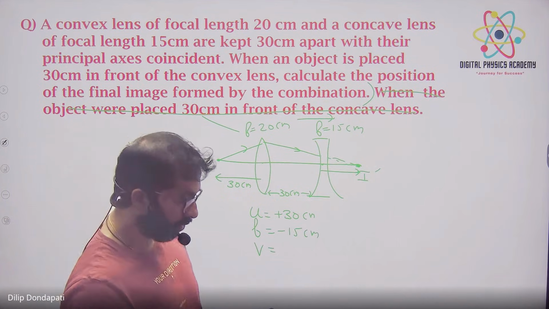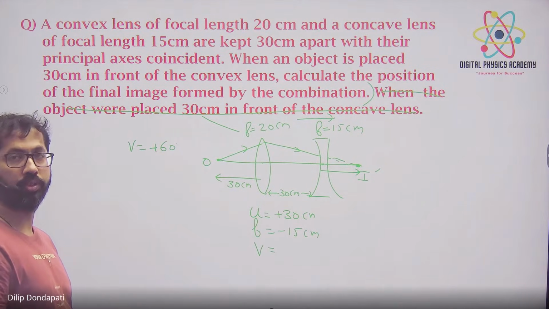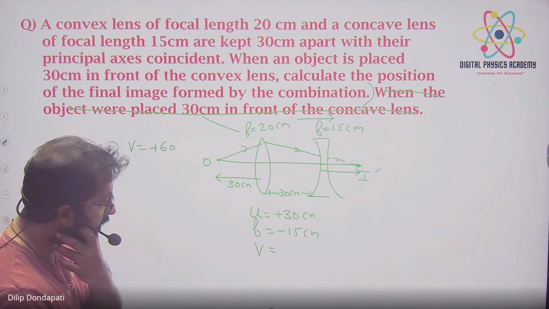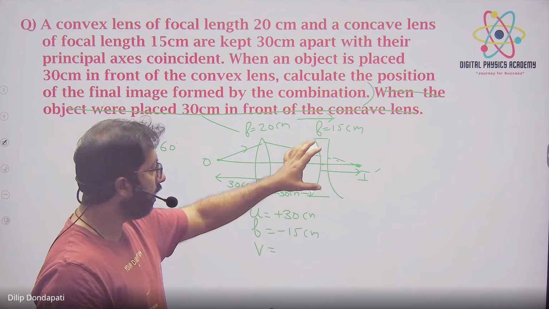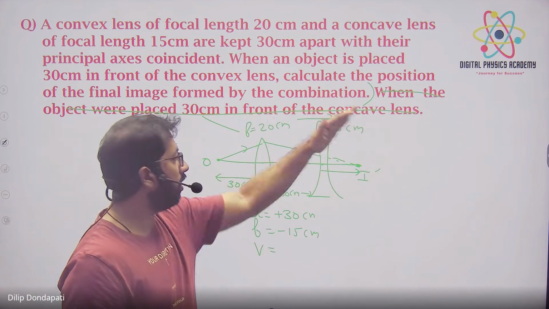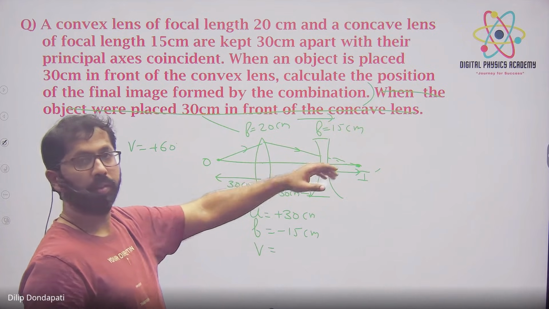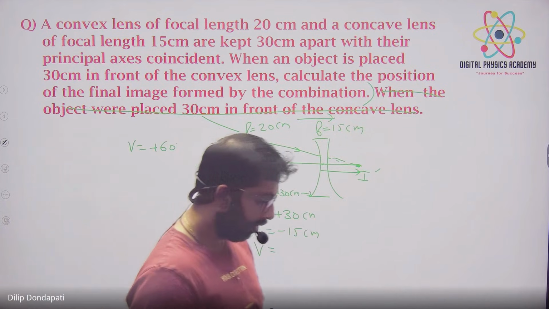UF by U plus F. Reduce. So sign conventions are very important. This is acting like a virtual object, but if you see the rays, the rays are coming from here. That means you take that direction as positive. And the object distance is in the same direction you're taking, right? That's why. Okay, let's do the next one.